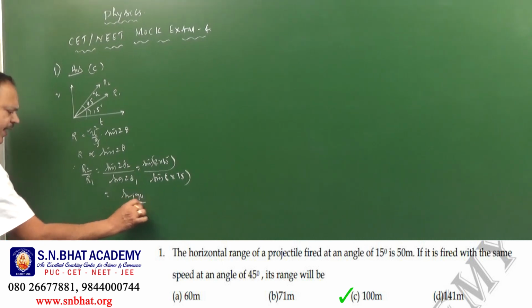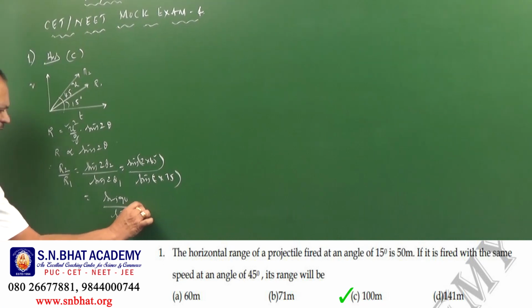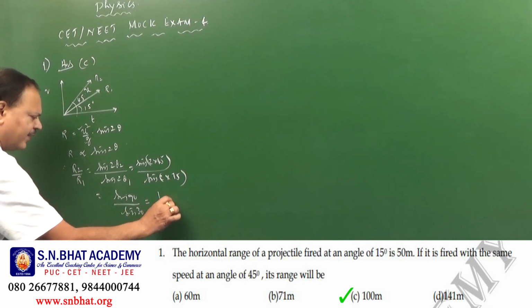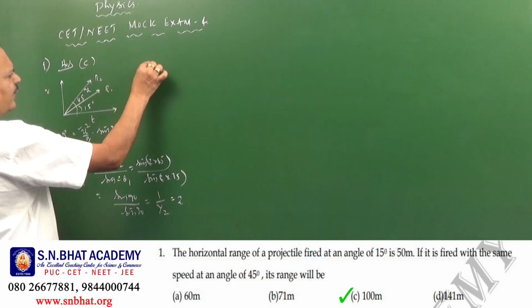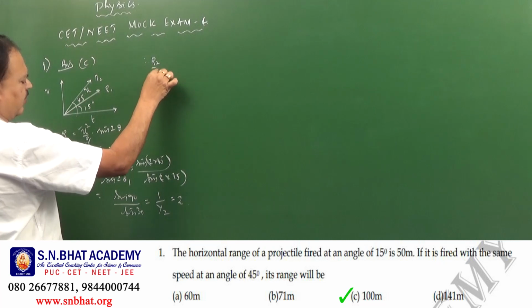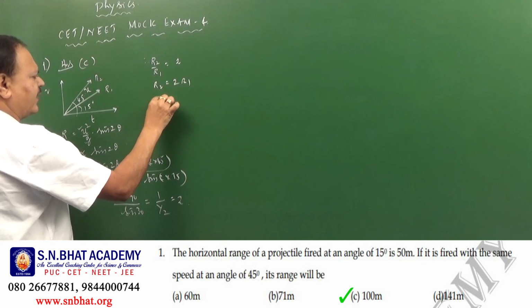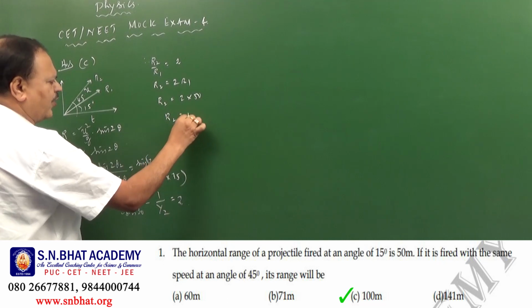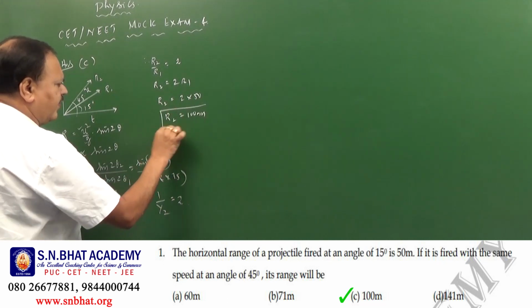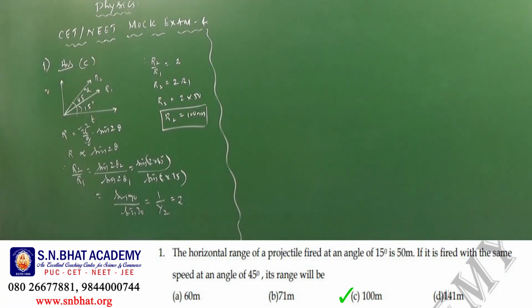You know that it is sine 90 and this is sine 30. Sine 30 is equal to half, therefore it is 1 divided by half, that comes out to be equal to 2. Understood? Then what happens, therefore your r2 by r1 is equal to 2, so range r2 is equal to 2 into r1. r1 is 50, therefore your r2 is equal to 2 into 50, therefore your r2 is equal to 100 meters. Okay, so this is the solution for the first question. Okay, the range is 100 meters.